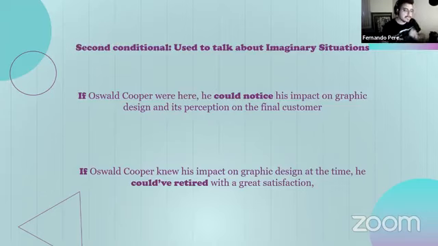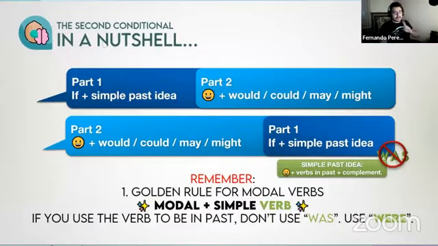We need to use the verb in past. I want you to see the following structure. It's using imaginary situations versus regret. We are going to go full screen and copy. Okay, imaginary situations is using the verb in simple past and exclusively the structures would, could, may, and might. The modals would, could, may, and might.